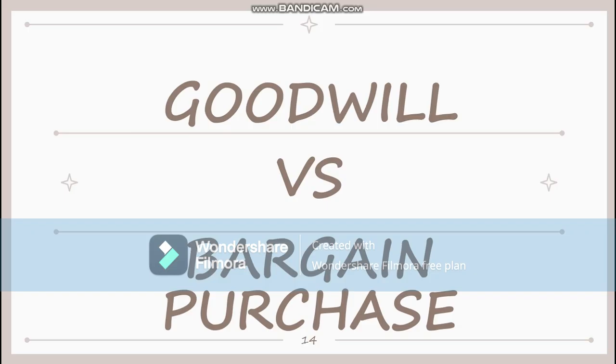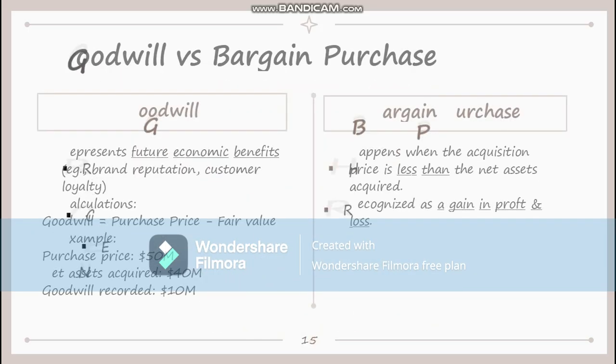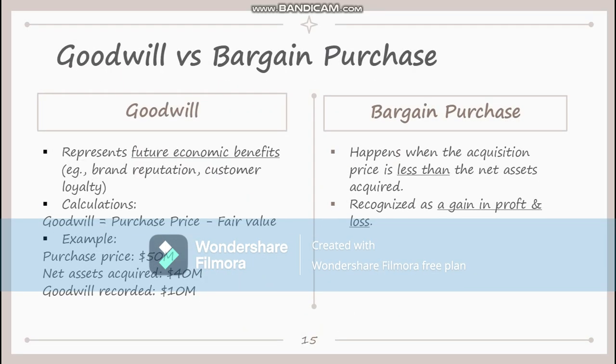Like I've said earlier, goodwill represents future economic benefits such as brand reputation and customer loyalty. It is calculated by deducting the fair value from the purchase price. For example, the purchase price of a company is $50 million, and the net assets acquired are $40 million. If you subtract 40 from 50, the goodwill recorded is $10 million.